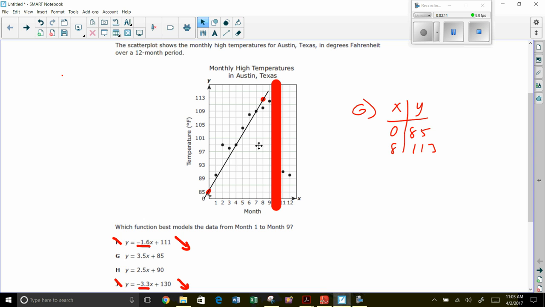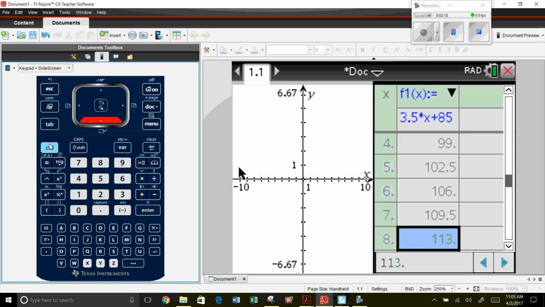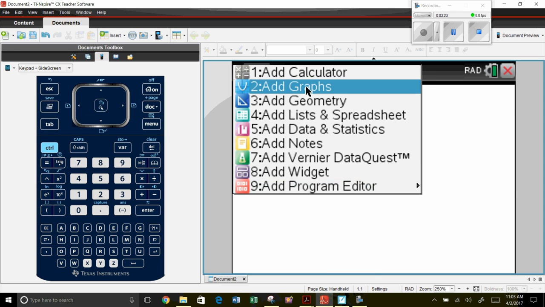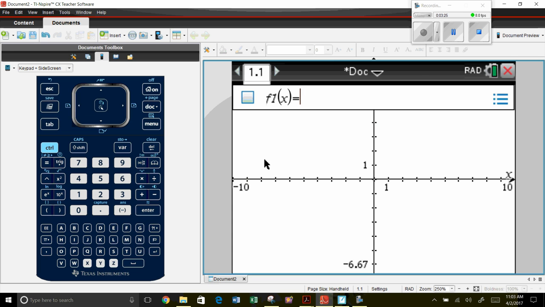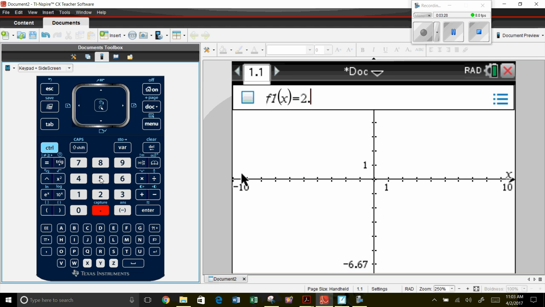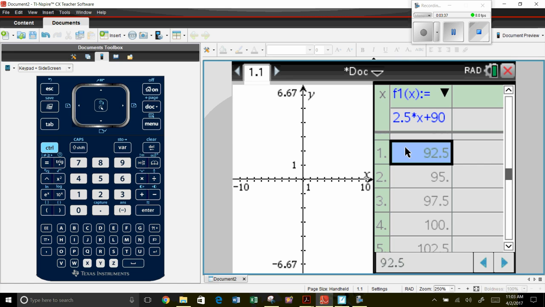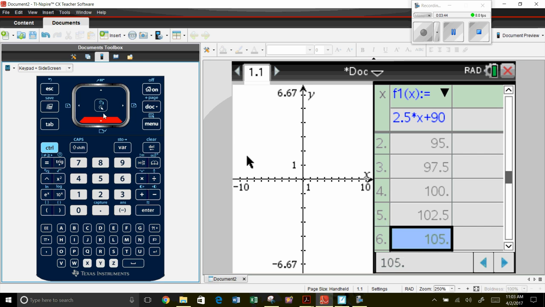Then we're going to go to our calculator and graph letter H. Let's do Control New so we can start fresh. We want to graph, and we're going to type in letter H. The letter H is 2.5x plus 90. I can't see the graph, but that's fine. All I want is the numbers on my table. On this one, I'm going to use 2, 95, and then I'm also going to use the point 6, 105.